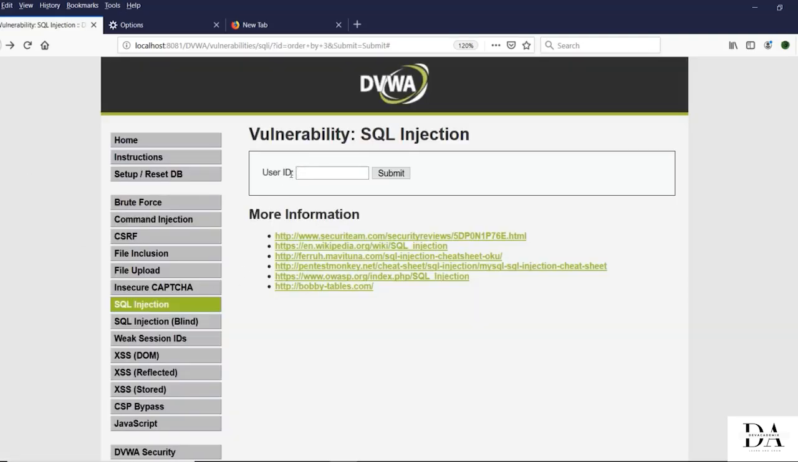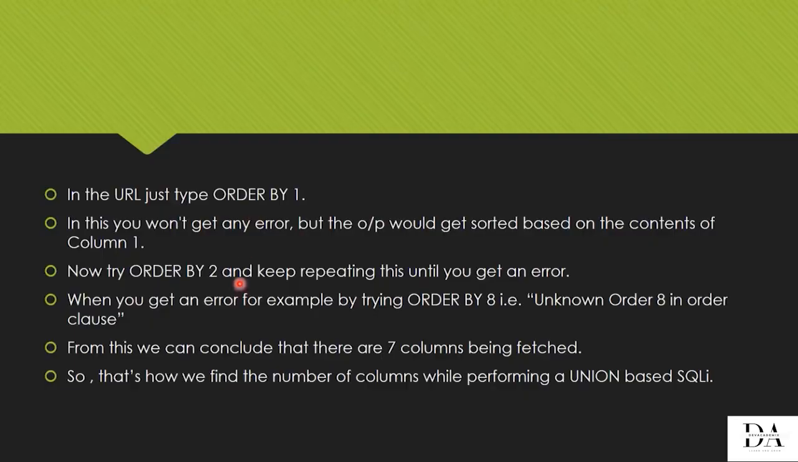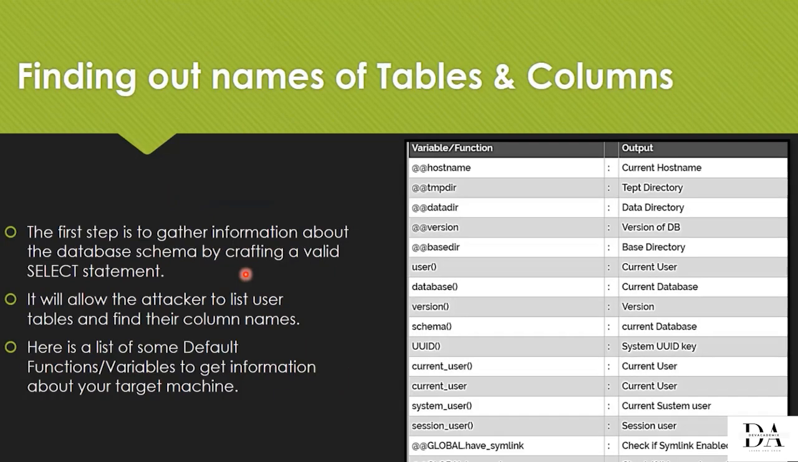Sometimes we'll need to put an inverted comma and sometimes we'll need to put a hash, depending upon what error has been given by the website. So now, as we know the number of columns being fetched by our first query, we can apply the union-based command. Now, what is the next step?